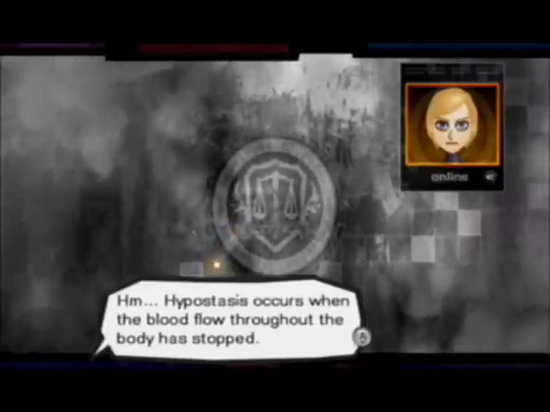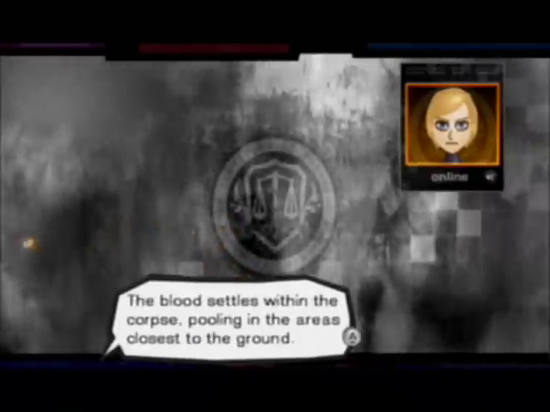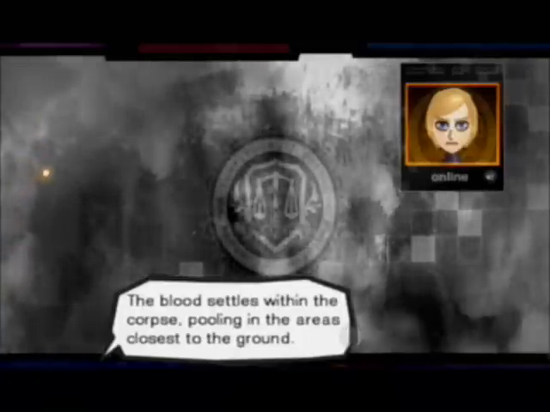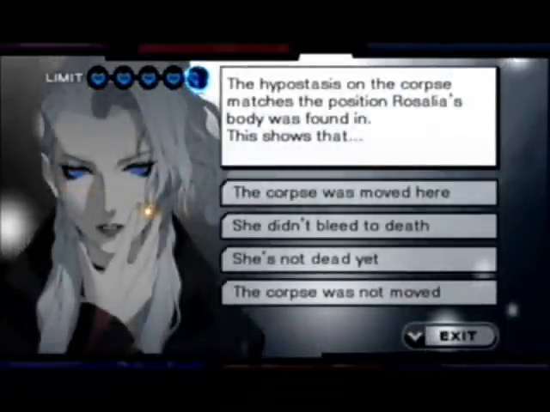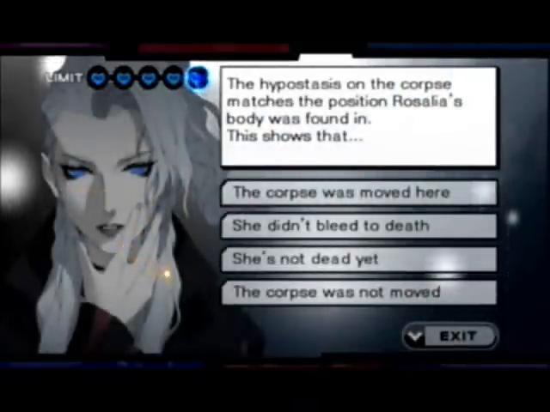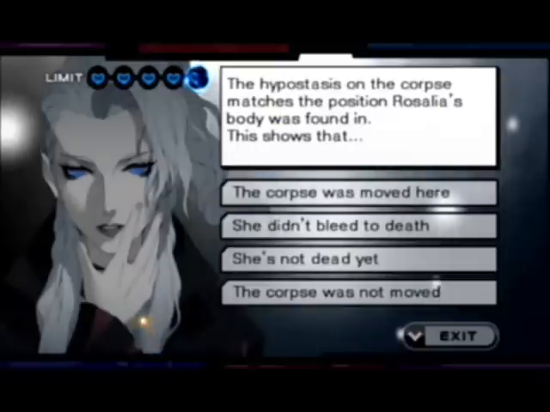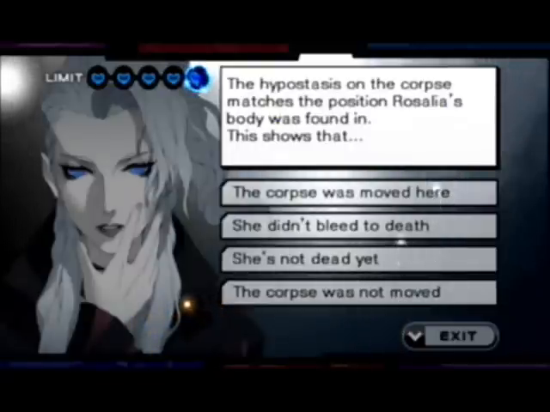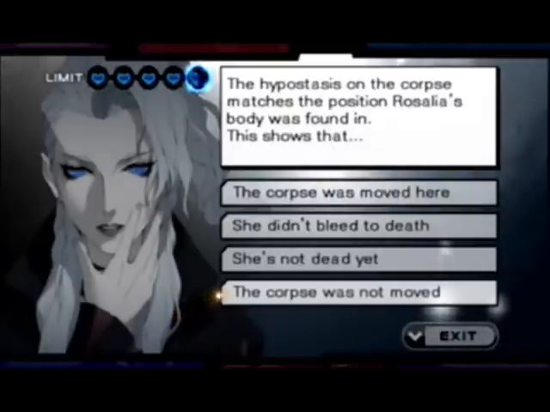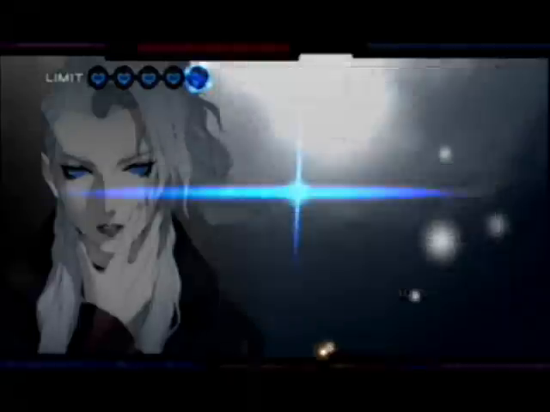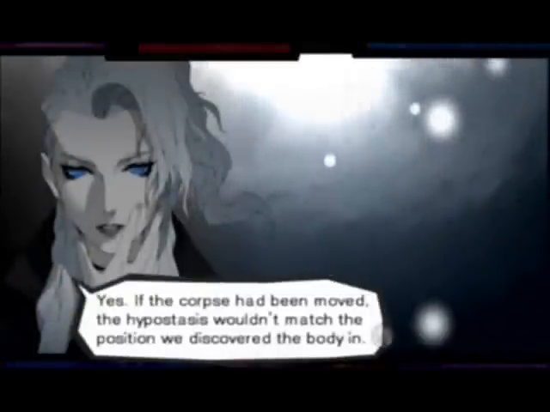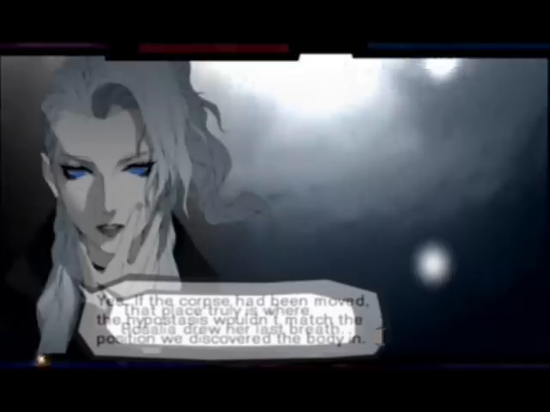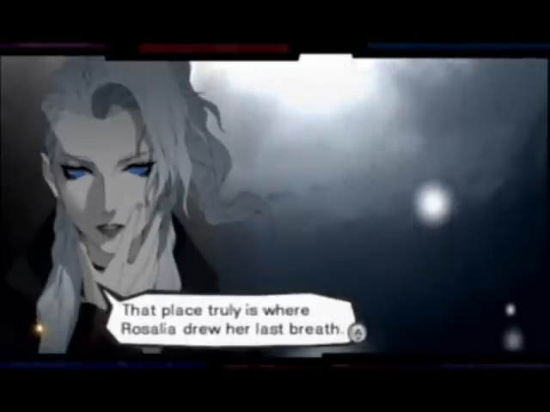Hypostasis occurs when the blood flow throughout the body has stopped. The blood settles within the corpse, pooling in the areas closest to the ground. Thus, Rosalia's corpse was... Oh, okay. Yes. If the corpse had been moved, the hypostasis wouldn't match the position we discovered the body in. That place truly is where Rosalia drew her last breath.